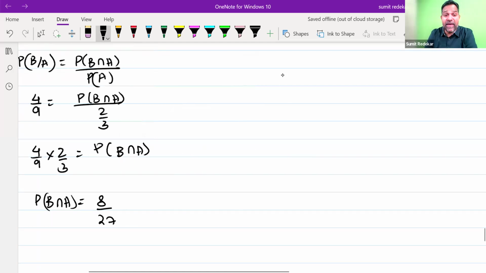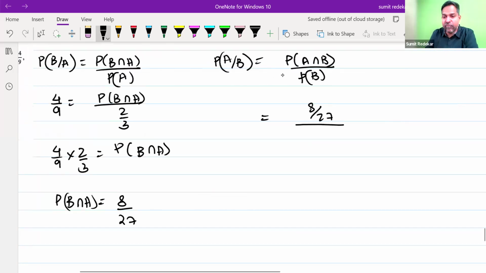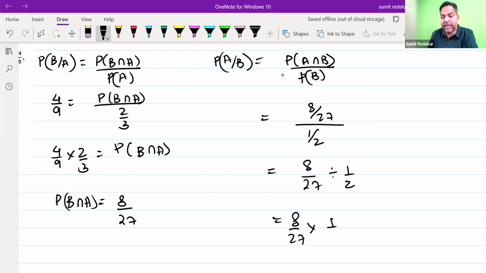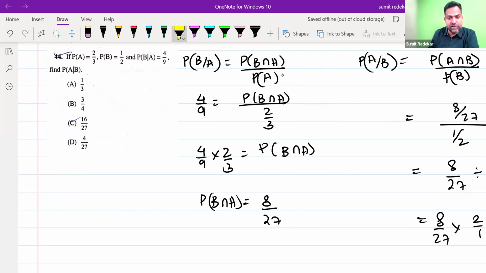They want probability of A knowing B. Probability of A knowing B is probability of A intersection B upon the probability of B. Probability of A intersection B, we just found, is 8 by 27. Probability of B was half. So in the next step, 8 by 27 divided by half is 8 by 27 multiplied by 2 upon 1, which is 16 upon 27. Is that an option? Yes. The answer is C, 16 by 27. That is question number 44.